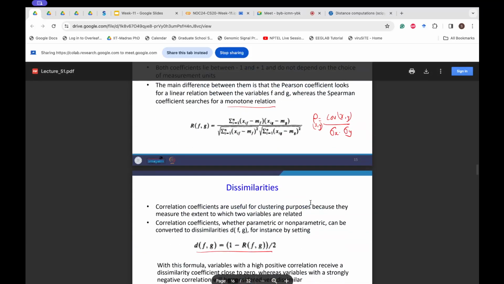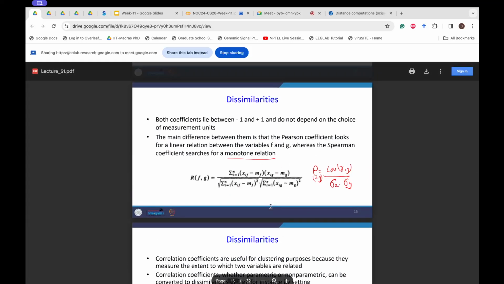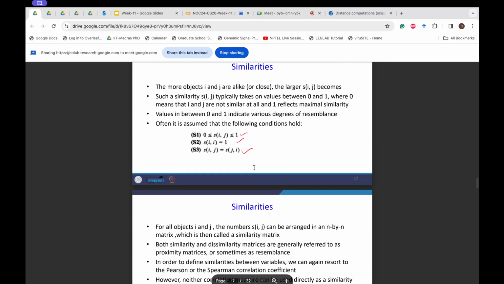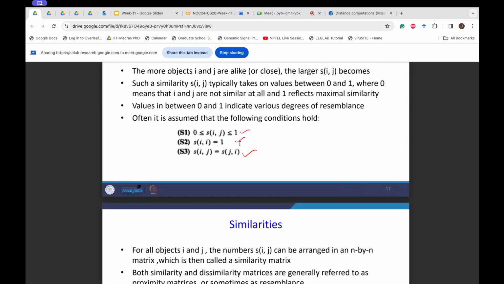Then let me check if I have missed anything. Yeah, so this is what I was talking about, the Pearson correlation coefficient. Once you have the PCC, you can find the distance between the 2 points using (1 minus PCC) by 2, and the range of PCC is from -1 to 1. And these are the properties of distances, as we saw. Similarities can lie between 0 and 1: 1 means highly similar, 0 means not at all similar. The similarity between a point and itself will always be 1, and the similarity or distance between i and j will be the same as between j and i.